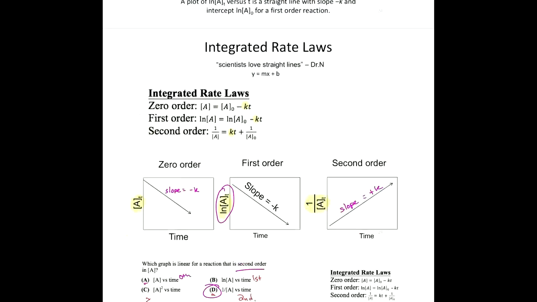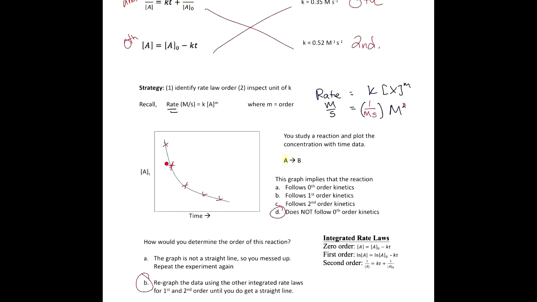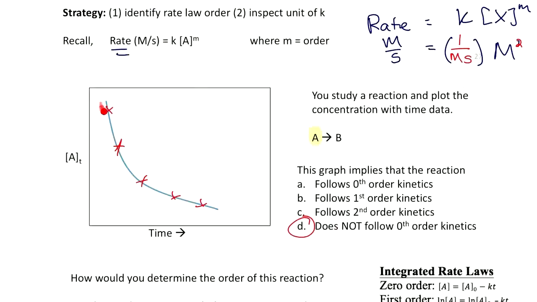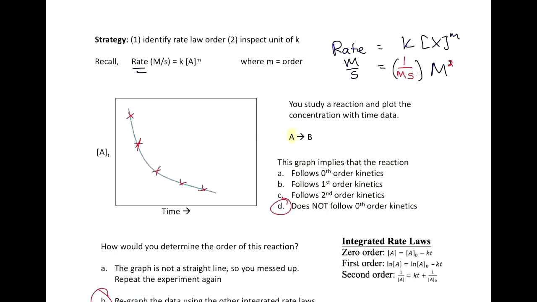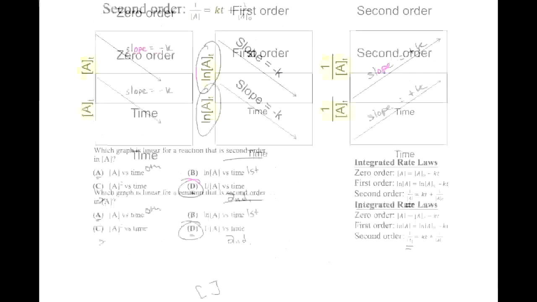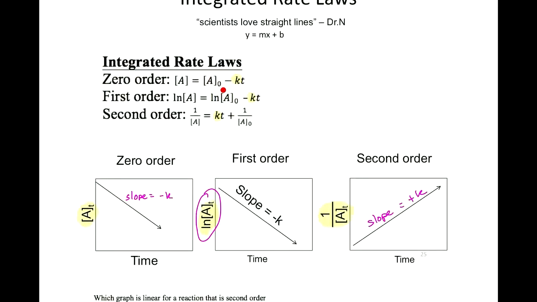So if we graph the data and we get a curved line like this, we know that this reaction is not a 0th order reaction, because it's graphed with the regular concentration unit. With time, it's not straight, so there's no meaningful information here. And so we'll have to regraph it with the same data, just manipulate the concentration unit until we do get a straight line.